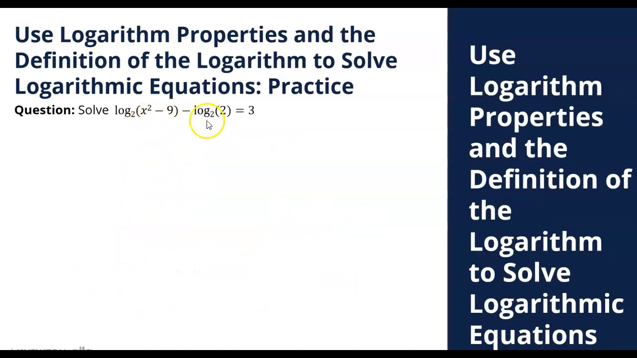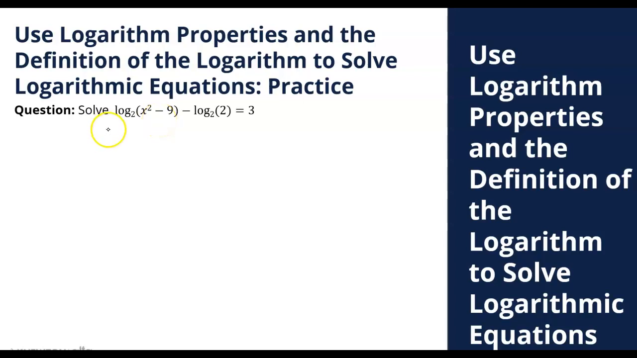Now let's consider a different example. We have the logarithm of x squared minus 9 base 2 minus the logarithm of 2 base 2 is equal to 3. We have a difference of logarithms here and the bases are the same. With that, we can relate the logarithm of a quotient. So we can write this in compact form using the quotient rule for logarithms.